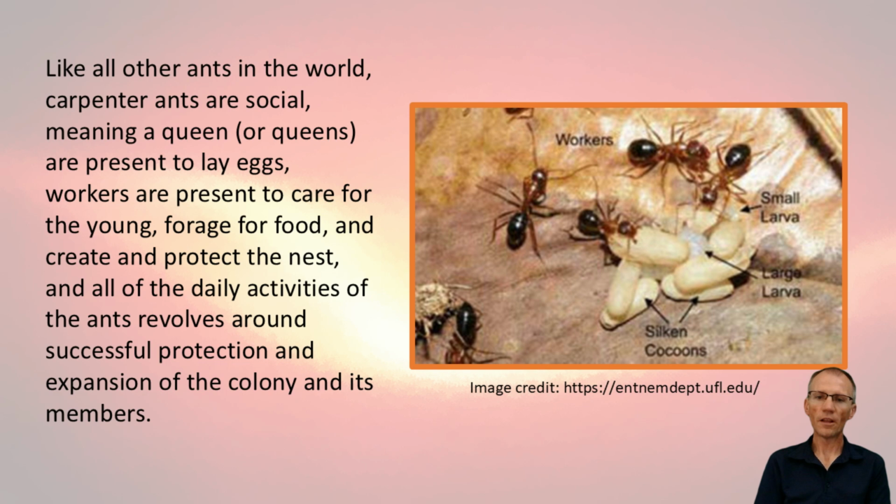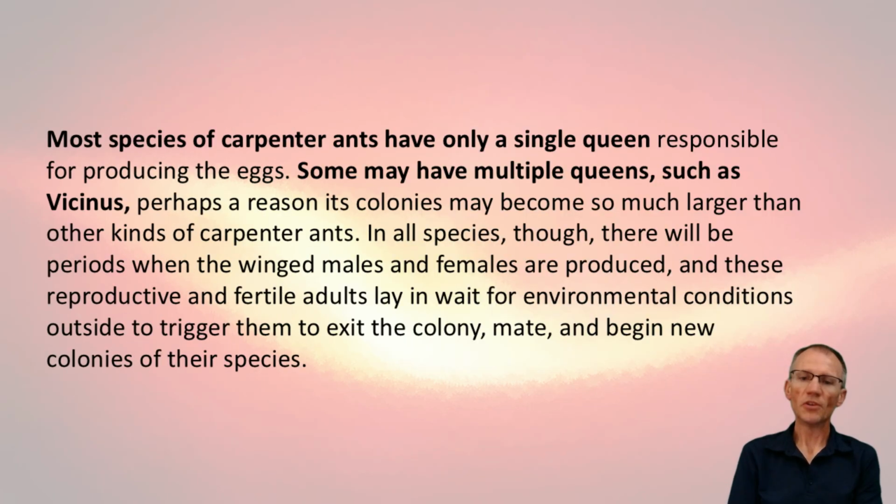Like all other ants in the world, carpenter ants are social, meaning a queen or queens are present to lay eggs, workers are present to care for the young, forage for food, and create and protect the nest. And all of the daily activities of ants revolves around successful protection and expansion of the colony and its members. Most species of carpenter ants have a single queen responsible for producing the eggs. Some have multiple queens, such as Vicinus, perhaps a reason its colonies may become so much larger than other kinds of carpenter ants.